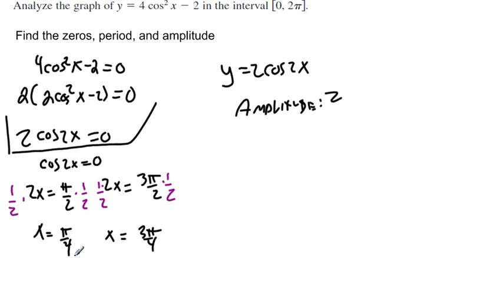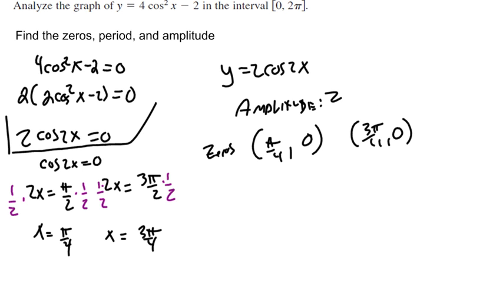And so that means my zeros are going to be pi over 4, 2 or negative 2, and then 3 pi over 4, and then 2 or negative 2, right? Because we know that it could be positive 2 or negative 2, because the amplitude is an absolute value. We'll go over the max and min in a minute. So we know pi over 4 is 0 and 3 pi over 4 is 0. Those are our x-intercepts, so this will be our zeros. So we got the zeros, we got the amplitude.